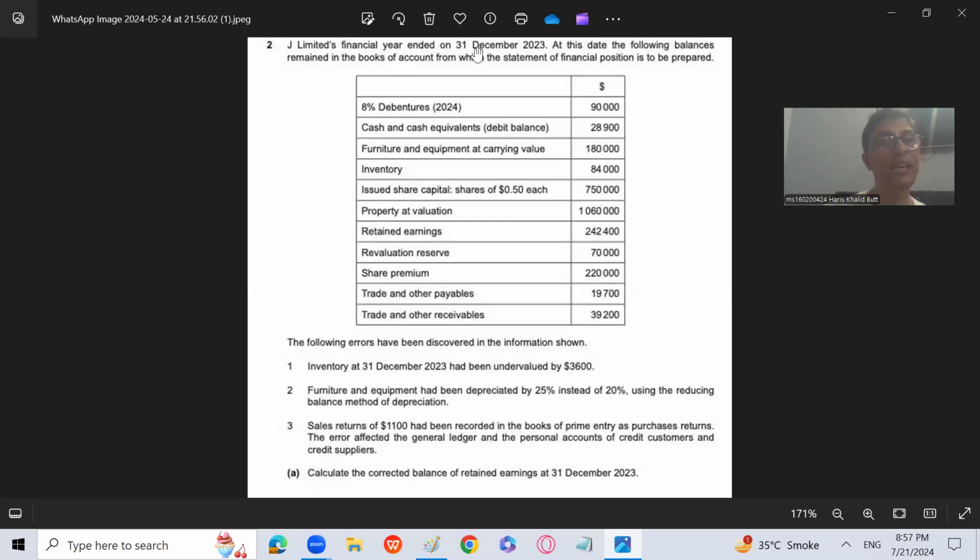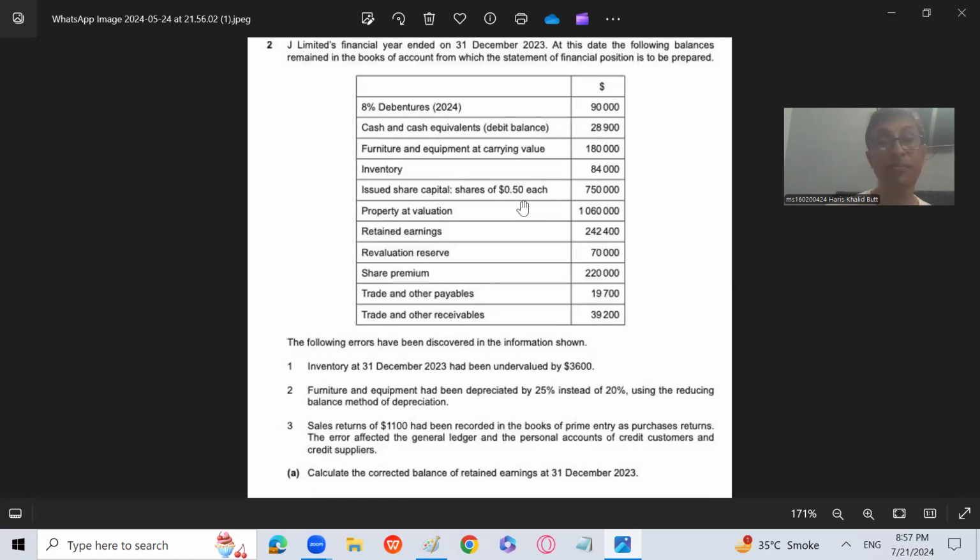J Limited's financial year ends on 31st December. At this date, the following balances remain in the books of account for which the statement of financial position is to be prepared. 8% debenture, 90,000. Cash and cash equivalent debit balance, which includes cash in hand, cash at bank, and anything which can be converted into cash within 3 months notice, 28,900. Furniture and equipment at carrying value; carrying value is the same as book value. Inventory is 84,000. Issued share capital of 0.5 each.